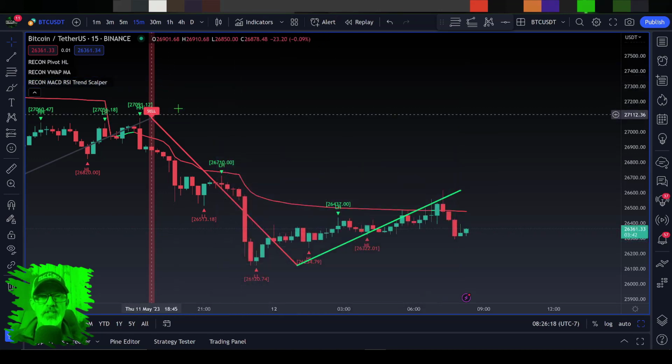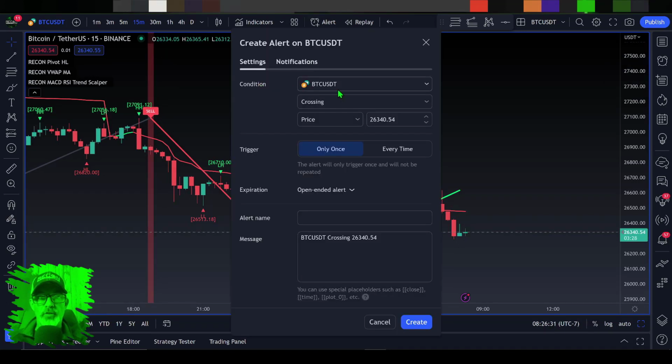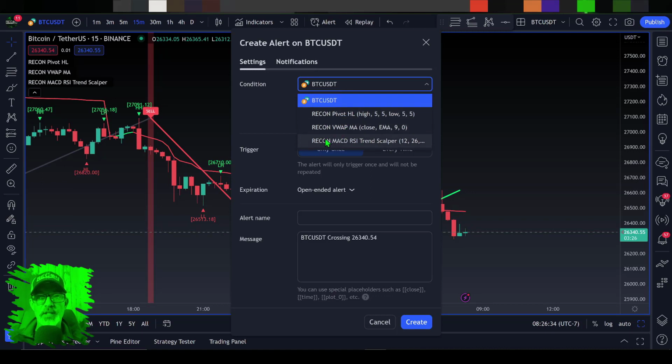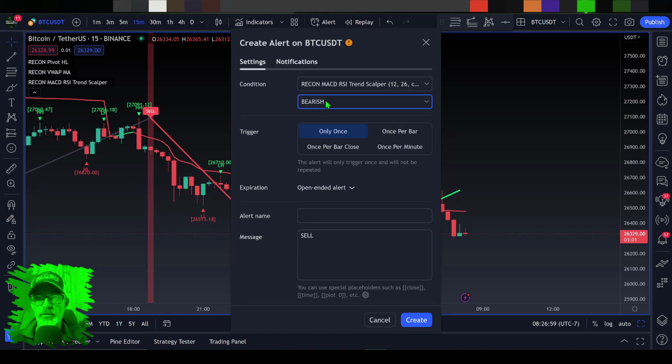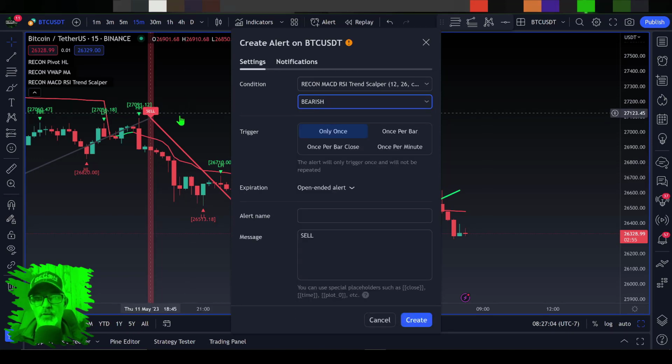Now, if you want to receive an alert based off of this indicator, I have a couple of alerts I have configured basically to alert me when these signals pop up, and I can just click on the alert button, select the condition. In this case, the condition is going to be the indicator RECON MACD RSI trend scalper. And then I can receive the alert based on a bearish or bullish condition. Obviously, the sell signal would be bearish.